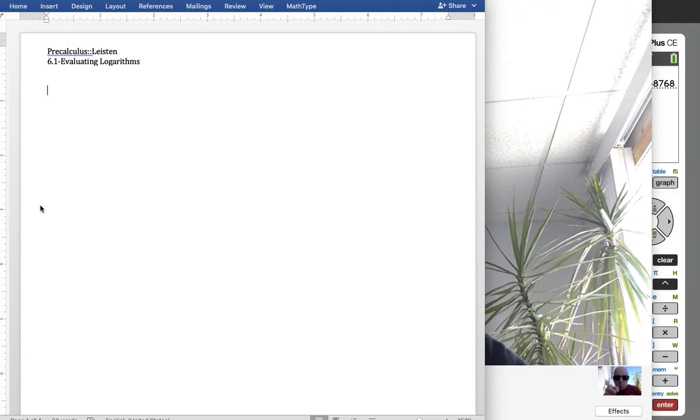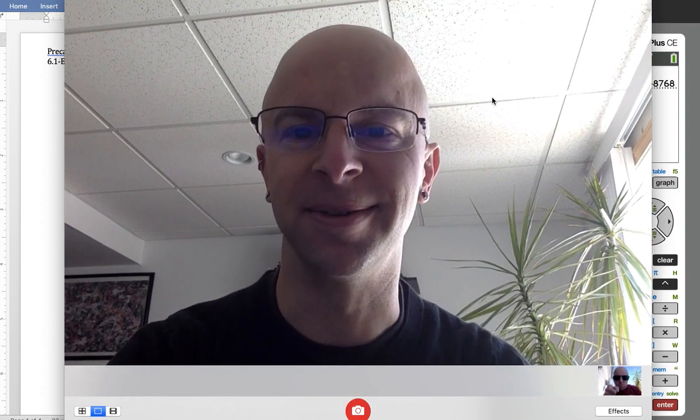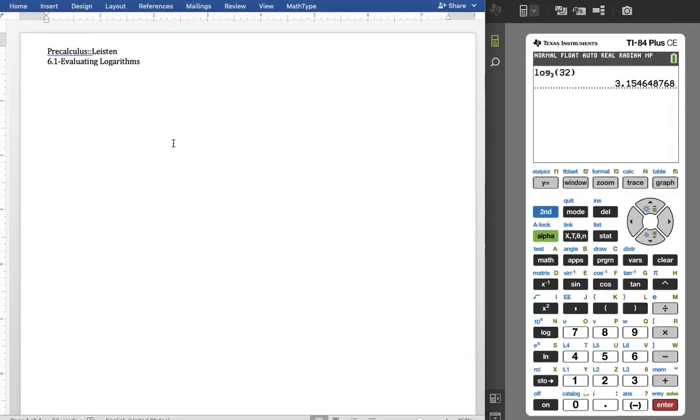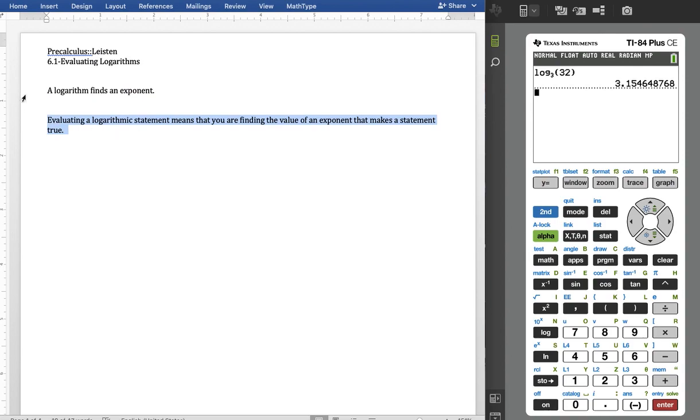So we're going to be looking at, get out of this actually. All right, we're going to be looking at evaluating logarithms. And the whole idea is that a logarithm goes and finds an exponent. Logarithmic statements are the inverse of exponential statements. The logarithm finds the exponent. It's all about trying to find the value of an exponent that makes a statement true.